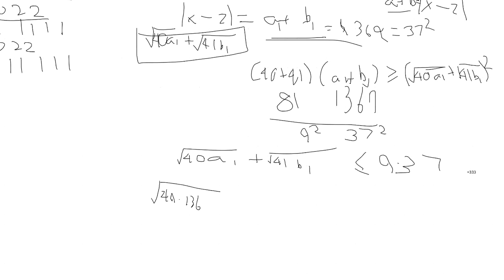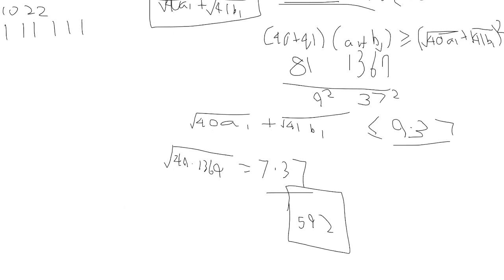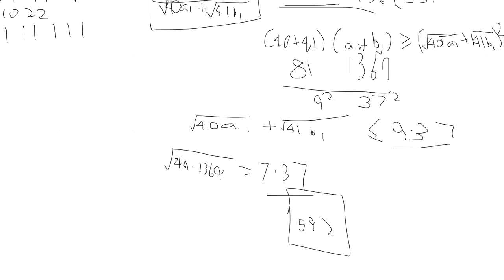And then this would be 7 times 37. And once we compute these out, we get our final answer of 592, which is the answer. Now, does anyone have any questions? I'll take that as a no.